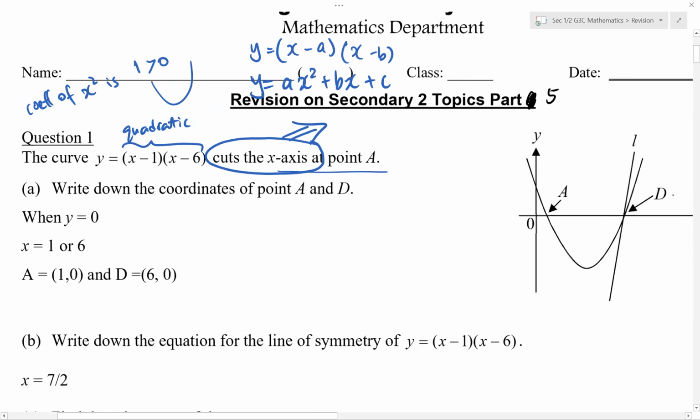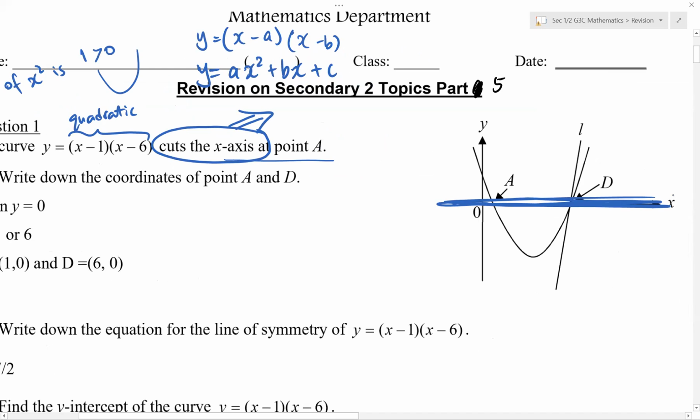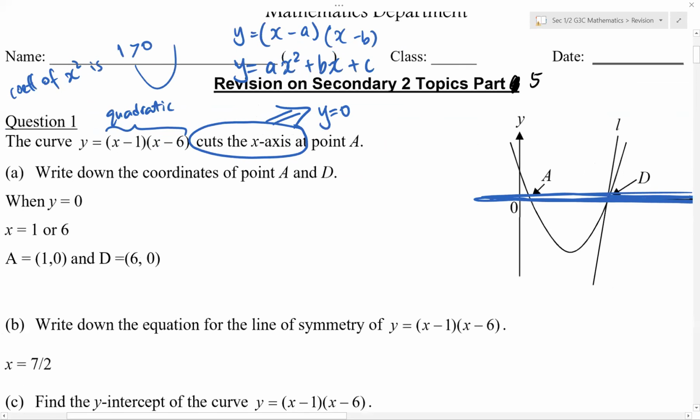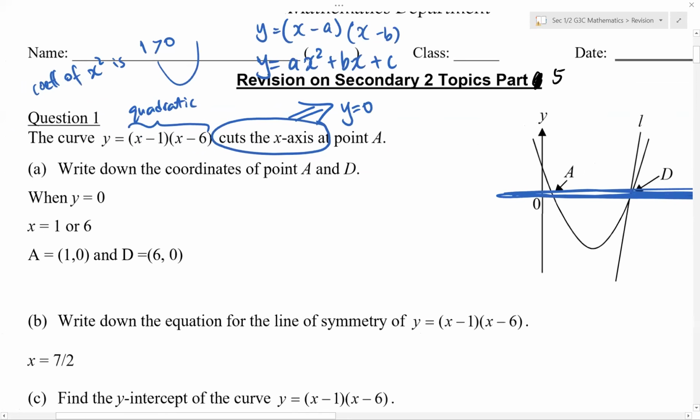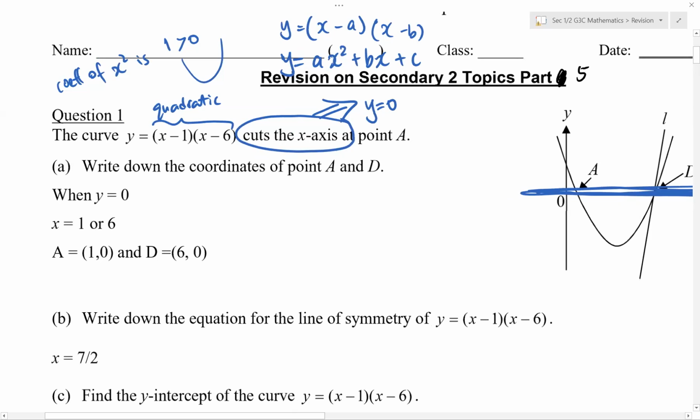What is the equation of the blue line? Level what? 0. This implies y equals 0. If you cannot see that, you cannot solve. Zhenjie, what is the equation of the blue line? Very good. So now, y equals 0 where it cuts the x-axis. Put that inside your equation.